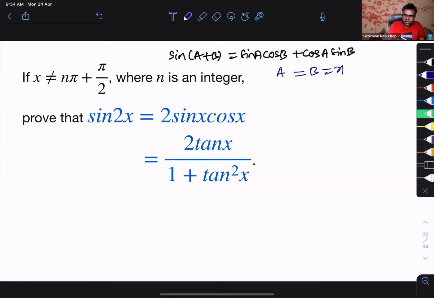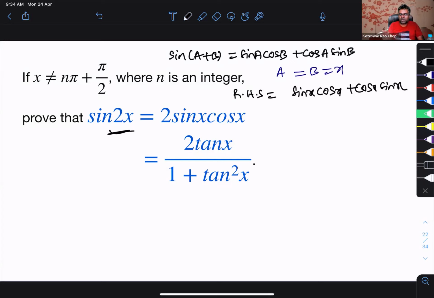So what will happen? The left hand side will be sine x plus x, so that will be sine 2x. That is done. On the right hand side, you will write sin x cos x plus cos x sin x. Here the commutative rule is applicable, right? Sin x into cos x is equal to cos x into sin x. So you will write that as 2 sin x cos x.